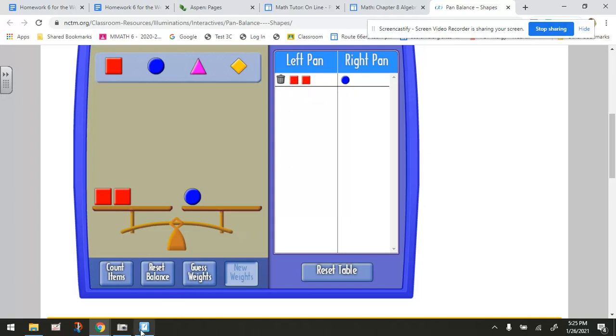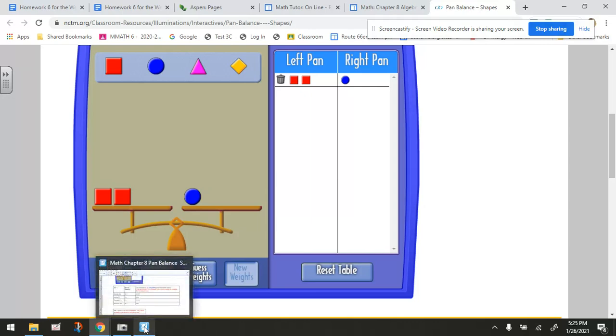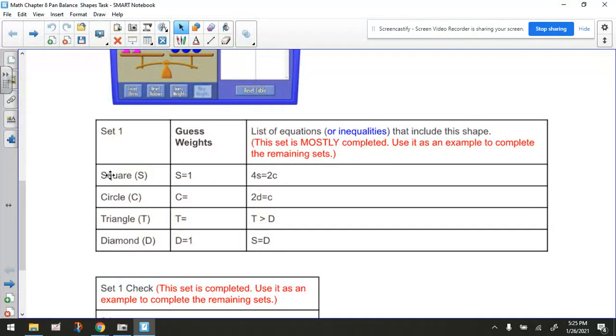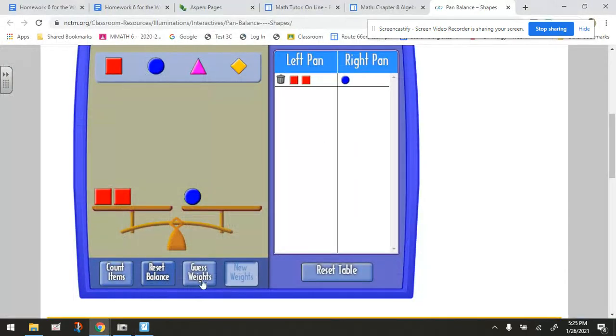So let's go back and see what they have for some of the examples. So see square. The one we just came up with is 2 of the squares equals a circle. Now we would want to try to find a different equation that's different than this to put in this column. So they have, as an example, two diamonds equals a circle. So let's go back to the application.